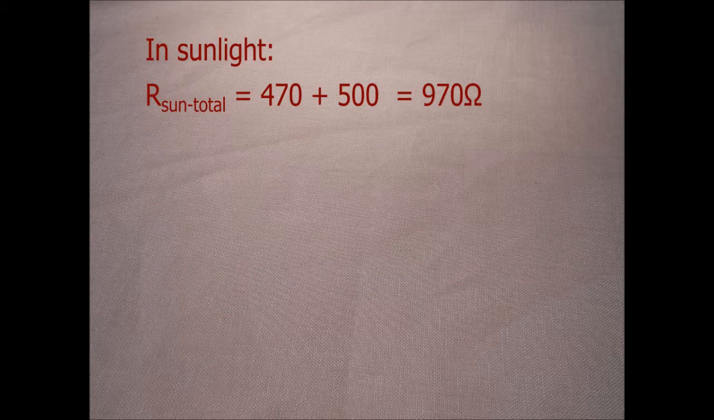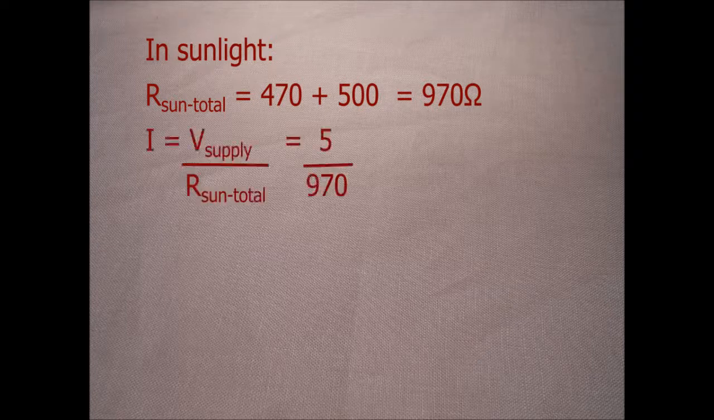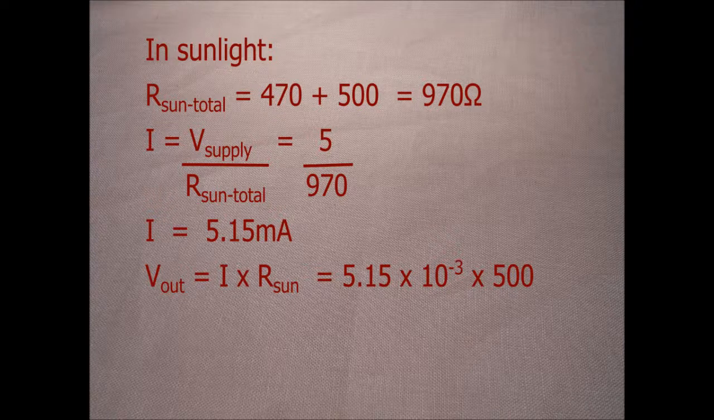In sunlight, it's exactly the same process again, so plug and chug but with different numbers. The sunlight total is 470 plus 500, 970 ohms. The current running through this is 5 over 970, 5.15 milliamps. And we get V out is current times the sunlight resistance, 5.15 times 10 to the minus 3 times 500. V out is 2.58 volts.